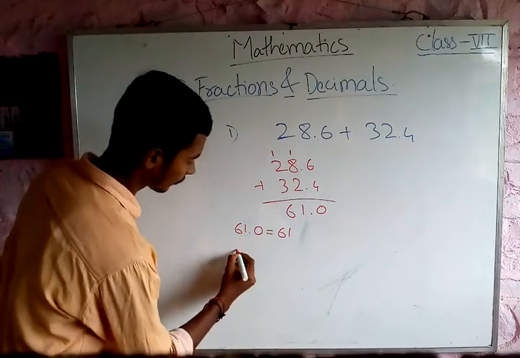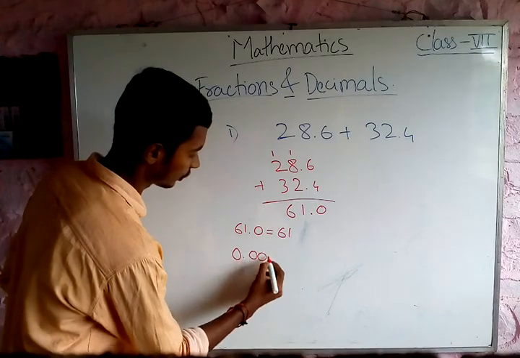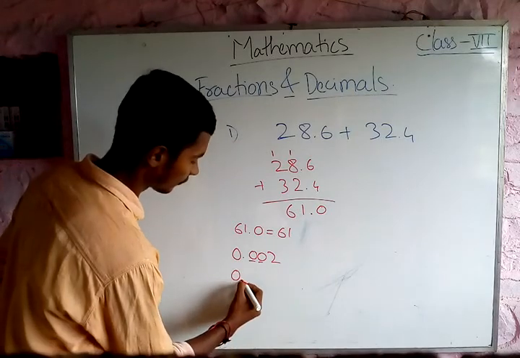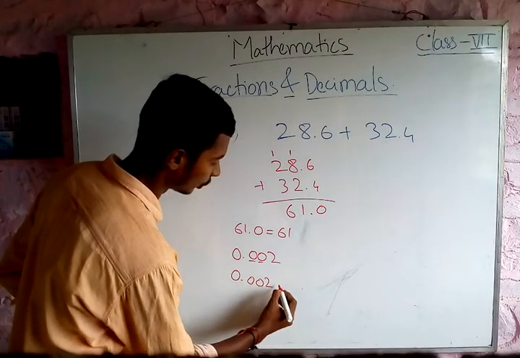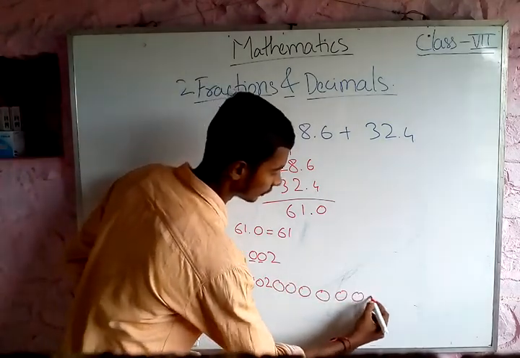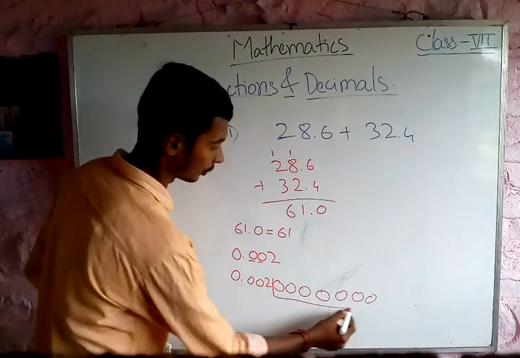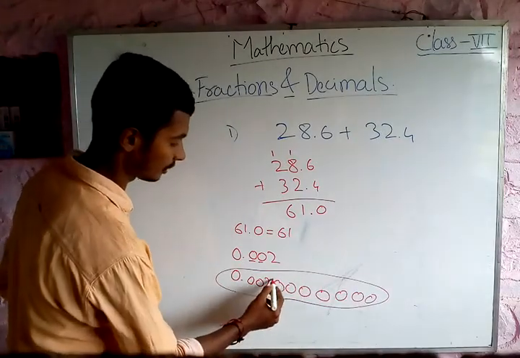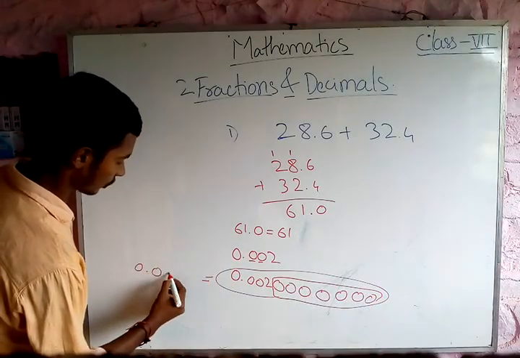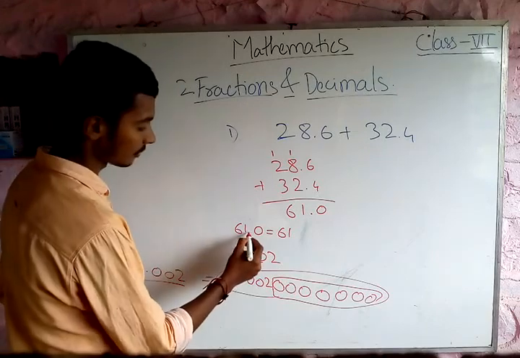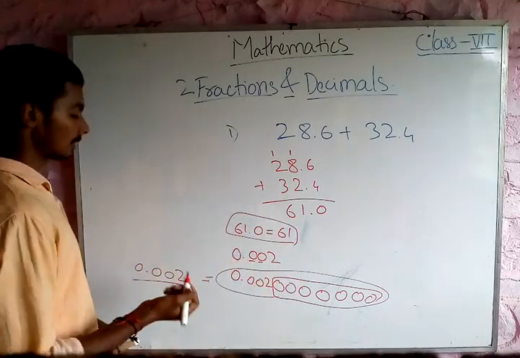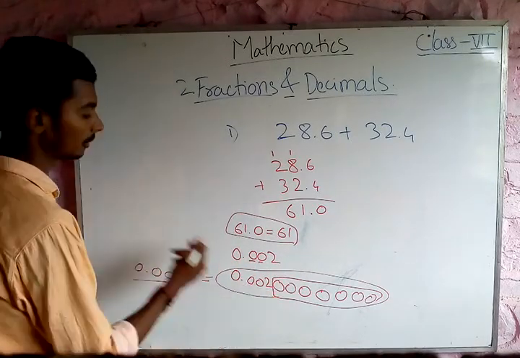If the number is like 0.002, then these zeros have value. But if I write 0.002 and after this 2 I give any number of zeros, they don't have any value. So this is equal to 0.002 only. In the same way, the 0 after the decimal point in 61.0 has no value and this is equal to 61.